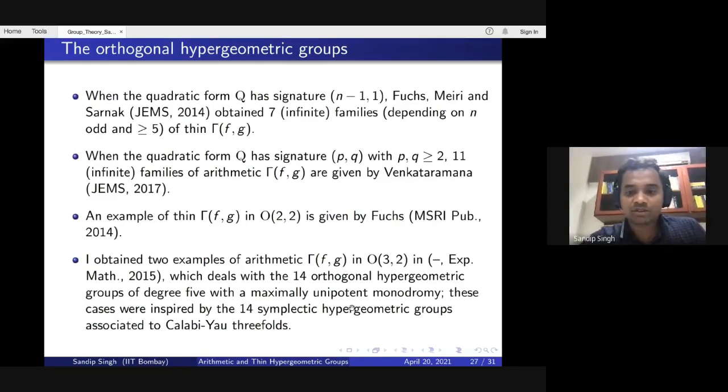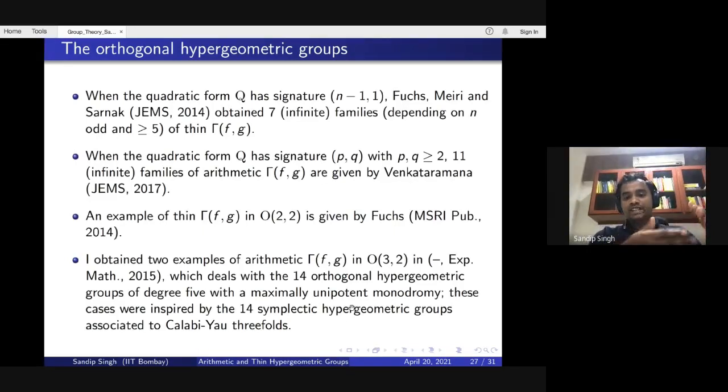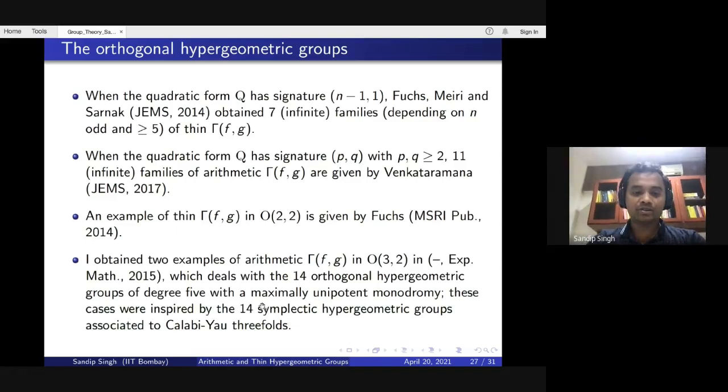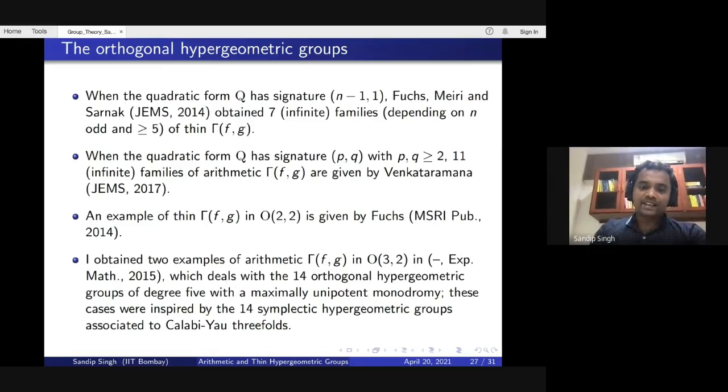So in that case, out of those 14 pairs corresponding to x minus 1 to the power 5, I showed that 2 of them are arithmetic. And in that case, frankly, I used the idea of Venkatramana only. My paper appeared earlier and his much later, in 17. So yeah, I could better understand this orthogonal case after reading his paper. So then, yeah.